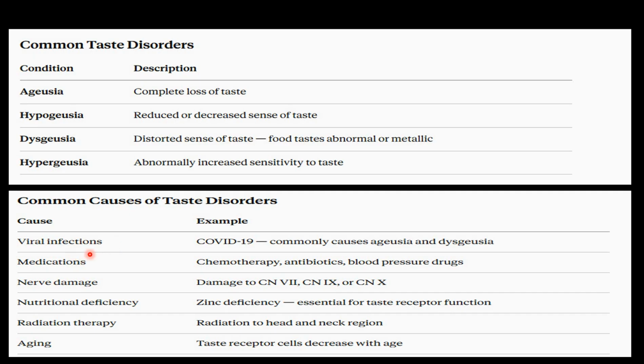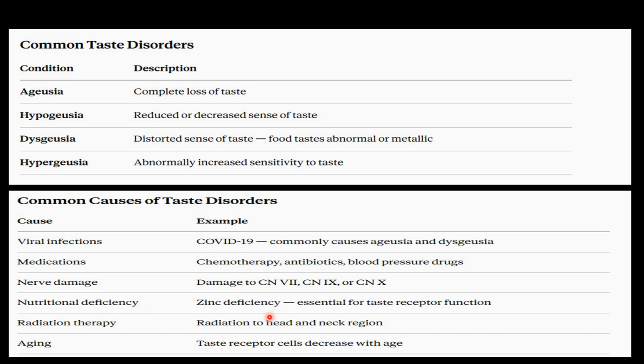So first cause is viral infection. COVID-19 commonly causes ageusia and dysgeusia, as I discussed. Then medication, yes, medication also causes disorders, like chemotherapy, antibiotics, blood pressure drugs. Nerve damage to the cranial nerves, right? These nerves. Nutritional deficiency, like zinc deficiency.